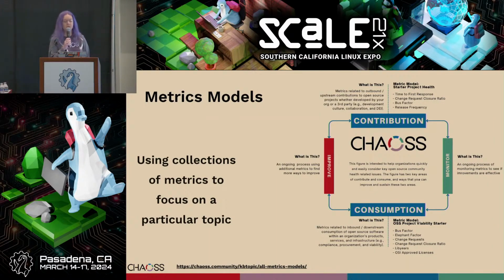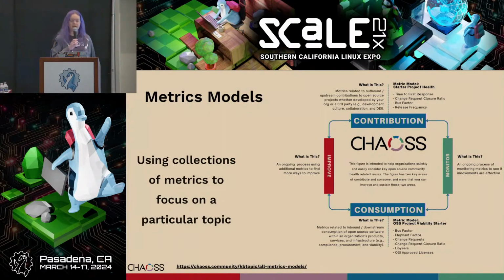And we have a starter project health metrics model with a collection of 4 very simple metrics to help you get started measuring contribution. And we have a whole bunch of other metrics models on similar topics to help you dig in for more details. And lately, we've been also focusing on consumption metrics, which is the second type. So that's the box at the bottom. And these metrics are mostly related to inbound or downstream consumption of open source software. So the software that you use from within your projects, your products, maybe your infrastructure.